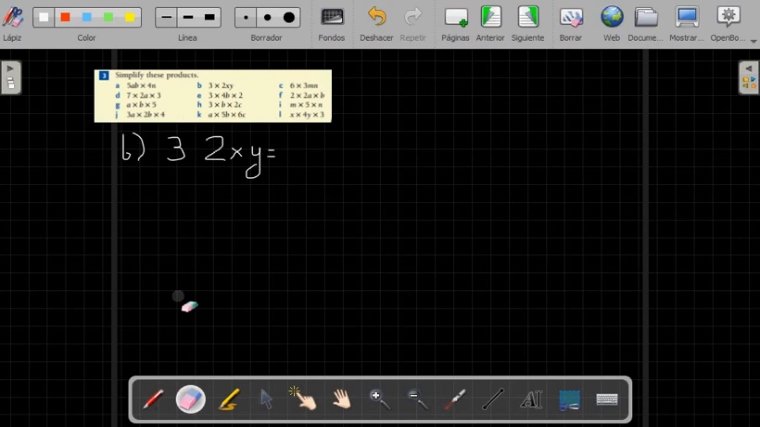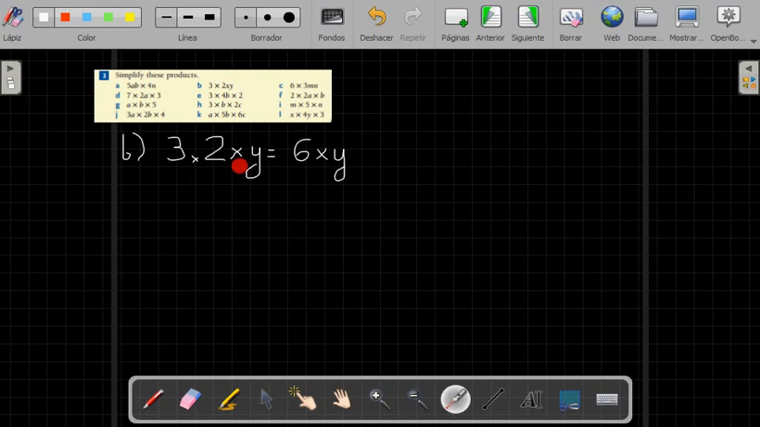Okay, first of all, we see only two numbers, the 3 and the 2. What we have to do is multiply them. 3 times 2 is 6. What about the letters? Okay, I only see an x and a y, so let's write down the x and the y. That's it. That's all what you have to do. Easy peasy.